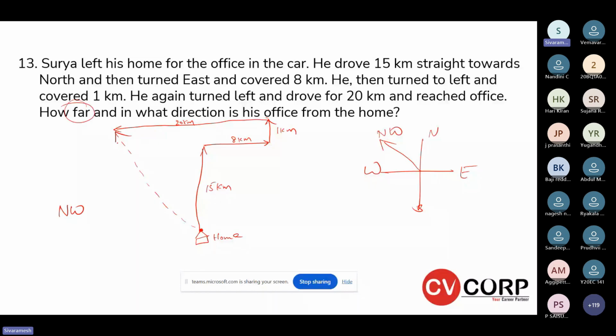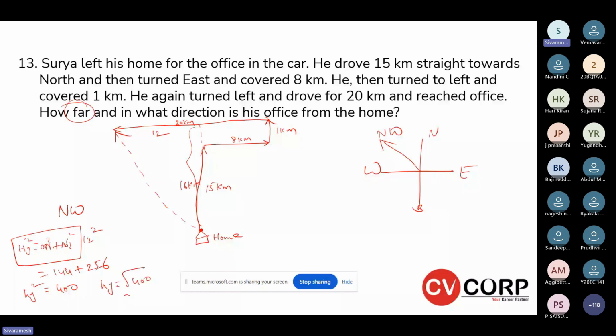When they are asking us to calculate distance, we should only calculate the shortest path. This looks like a right angle triangle. This length is 15 plus 1, total 16 kilometers, and this length, out of 20, after removing 8, will be 12. I hope you all know this: hypotenuse square equals opposite square plus adjacent square. So hypotenuse square equals 12 square, 144, plus 16 square, 256. If you add both, you get 400. So hypotenuse square is 400, and the square root of 400 is 20 kilometers.